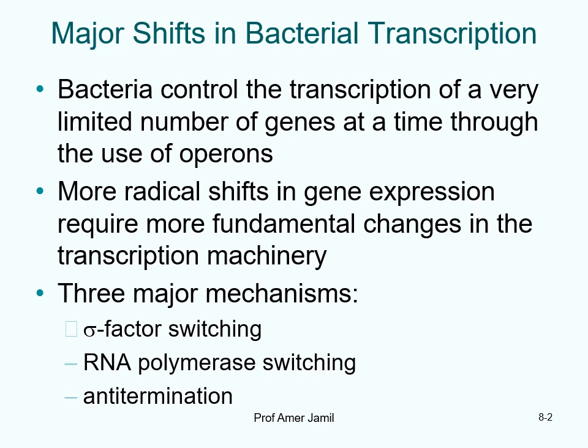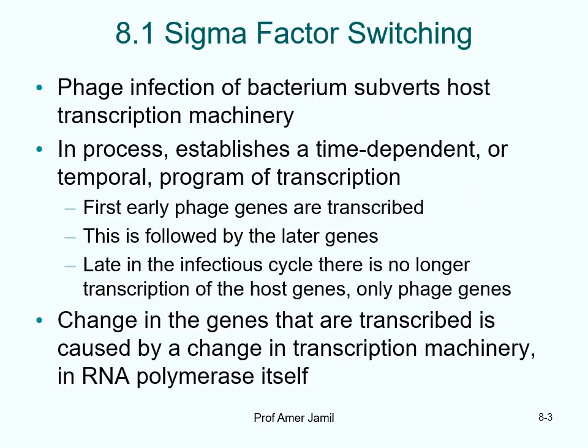Bacteria control the transcription of a very limited number of genes at a time through the use of operons. More radical shifts in gene expression require some more fundamental changes in transcription machinery. And there are three major mechanisms. These three major mechanisms include sigma factor switching, RNA polymerase switching, and anti-termination. So we will discuss all of these one by one.